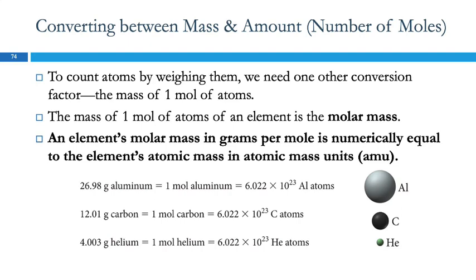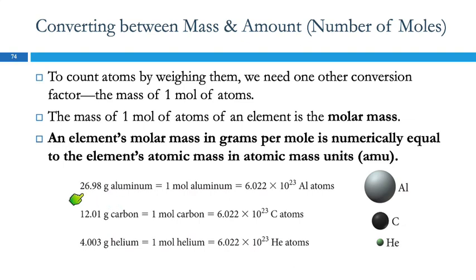So we need one more thing to convert mass to number, and that is the mass of one mole of atoms. And this is where the relationship with the atomic mass unit comes in. An element's molar mass in grams per mole is numerically equal to the element's atomic mass in atomic mass units. The mass of one atom in atomic mass units is the same number as the mass of one mole of atoms in grams. It's not a coincidence they set it up that way, so things would be easier.